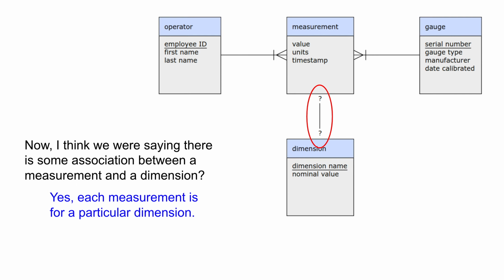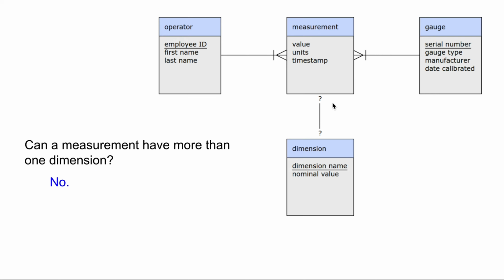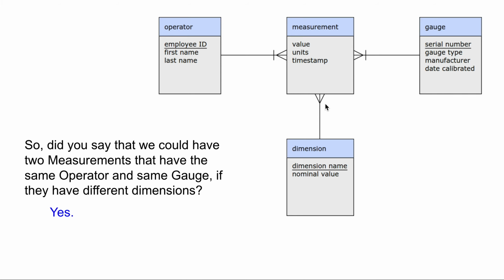So we just discovered a relationship, and I add a line with question marks on both sides. Can a measurement have more than one dimension? "No. But a dimension can be measured many times." Yes. So did you say that we could have two measurements that have the same operator and the same gauge if they have different dimensions? "Yes." Now finally we've achieved our tiebreaker by making a three-way intersection entity. The third identifying link to dimension is our tiebreaker.